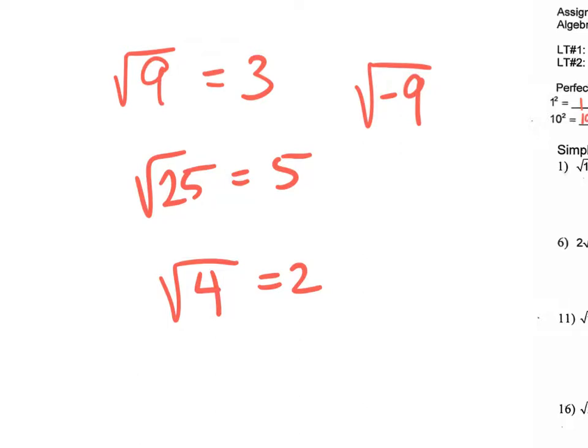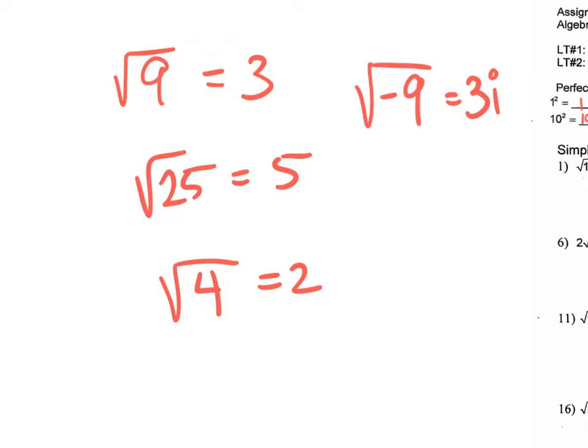So this is where it gets really weird. Check this out. The answer to that one's actually 3i. What the heck? i means imaginary. There is no real number that if you multiply it with itself gives you negative 9. There is no real number. In Algebra 2, you're going to get real in-depth into imaginary numbers, complex numbers.